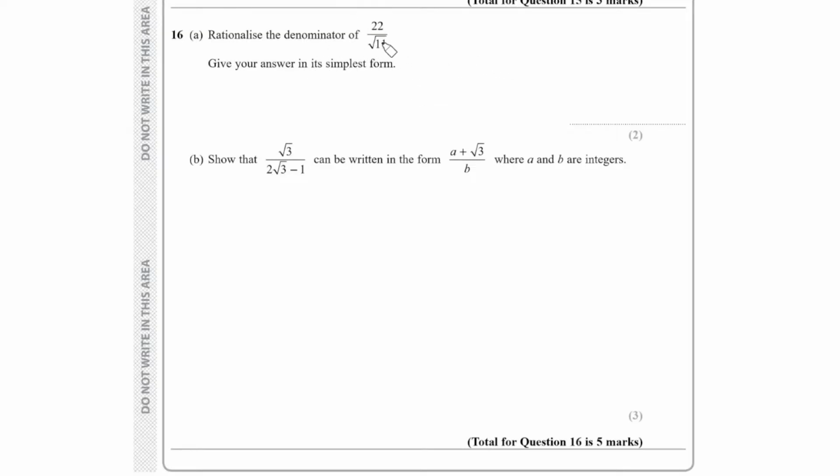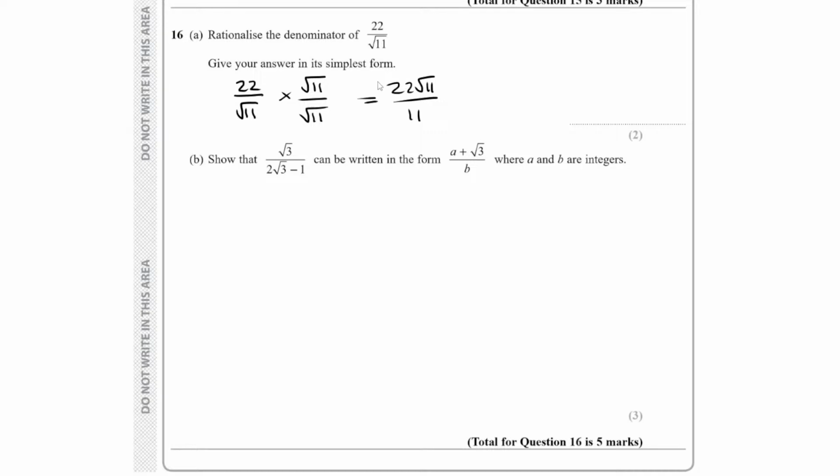So when it's one single surd or one single term, it's not plus or minus anything. All we have to do is multiply by that surd. Obviously it's a fraction, so the rules of fractions remain. You have to multiply the top and the bottom by the same thing. So at the top you'd get 22 root 11 over, obviously that would cancel and become 11.